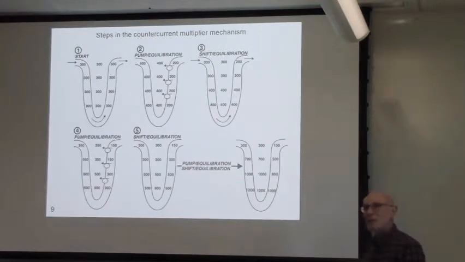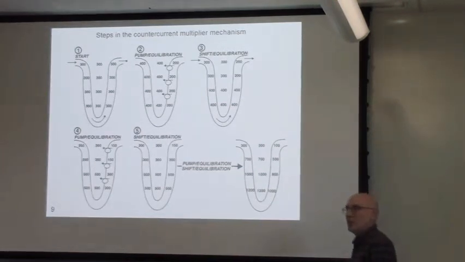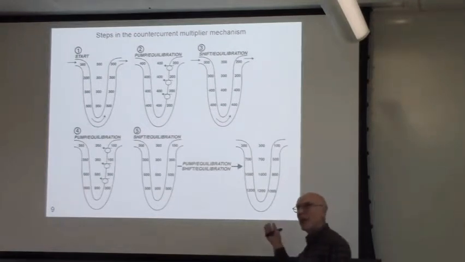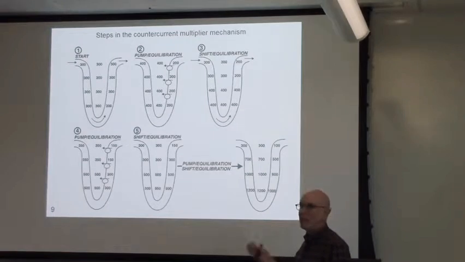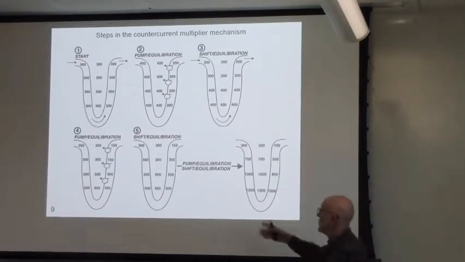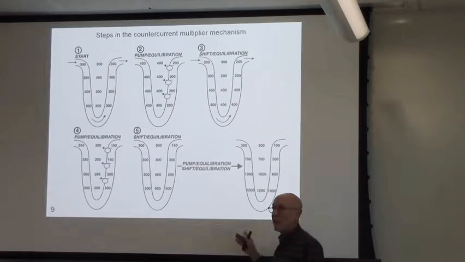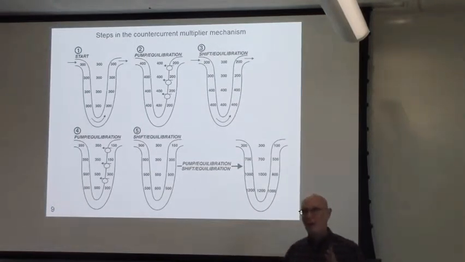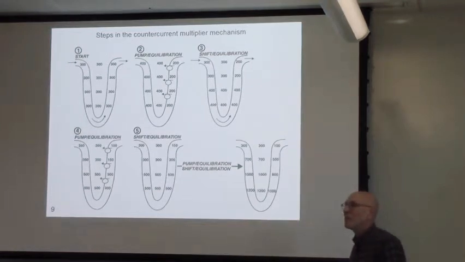Water rats, so rats that live in swamps and stuff. What do you think their loops of Henle look like? Pretty shallow, because they're constantly trying to get rid of excess water. They never have to live in an environment where they have to conserve water. So they don't need deep loops of Henle. We're somewhere in between, a water rat and a desert rat, in terms of our kidneys.